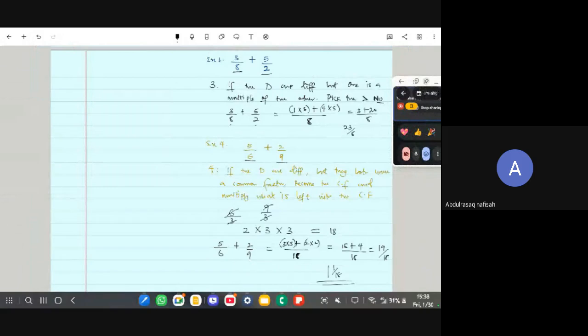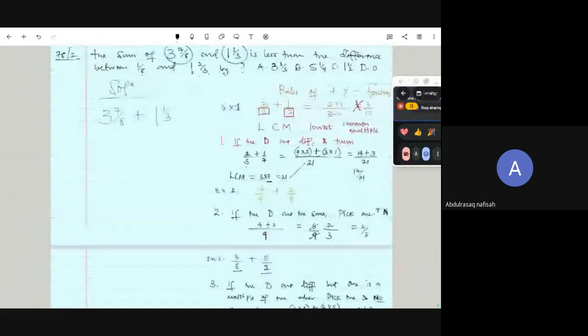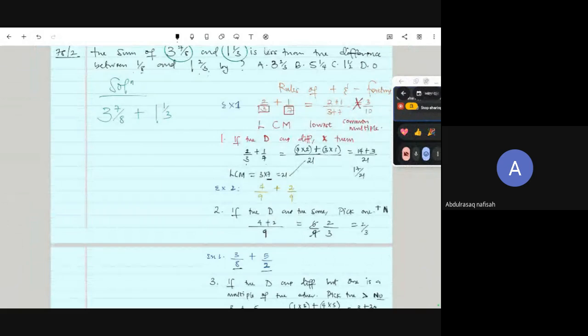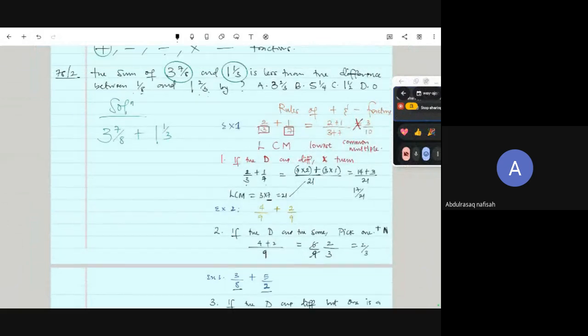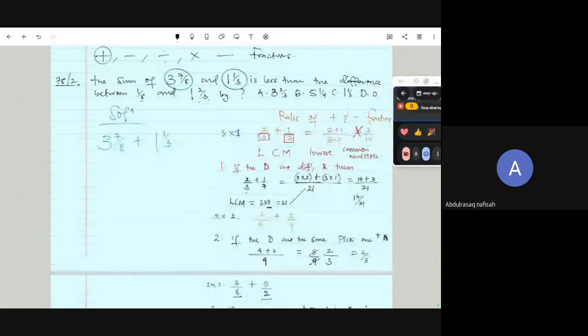Now, we've gotten one number by 18. So we've done all the ways to add and subtract fractions. Now let's come to this question. This question here says the sum of 3 wholes 7 over 8 and 1 whole 1 over 3 is less than the difference between that. So I want to focus on this first.